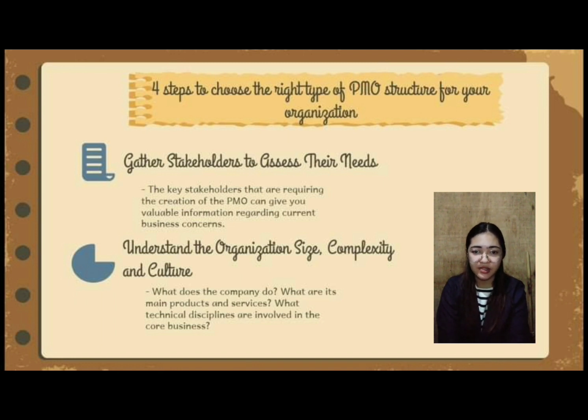Second is to understand the organization's size, complexity, and culture. Use the following questions: what does the company do? What are the main products and services? What technical disciplines are involved in the core business? Or is it a small, medium, or large business?